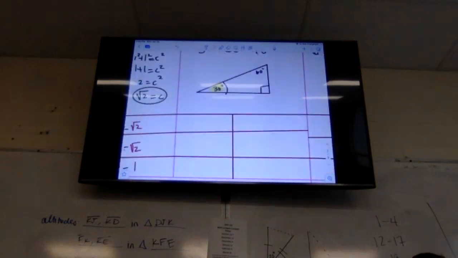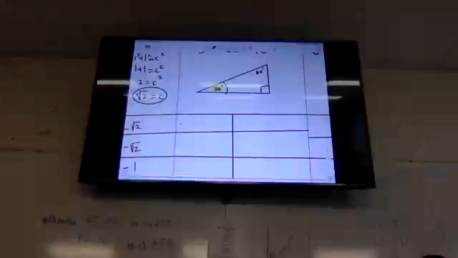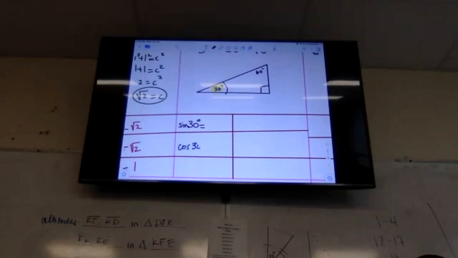And just like we did the other day, we're going to do sine of 30 and cosine of 30. We're going to do tangent of 30. And then we're going to do all their reciprocal functions: cosecant of 30, secant of 30, and cotangent of 30.